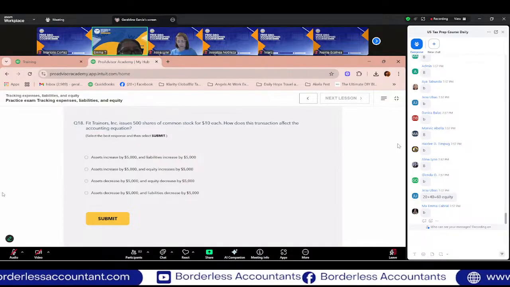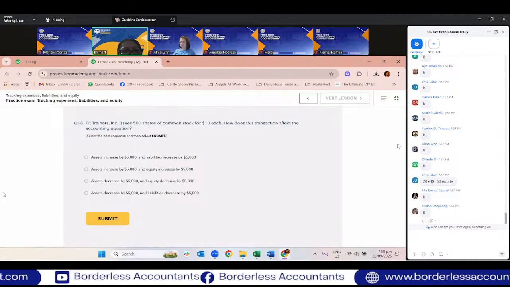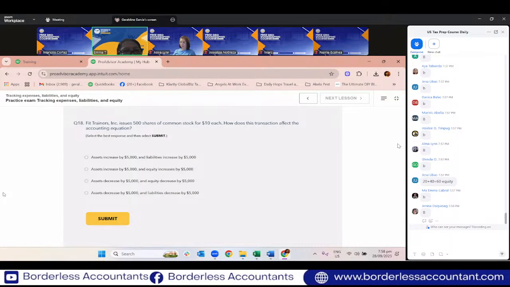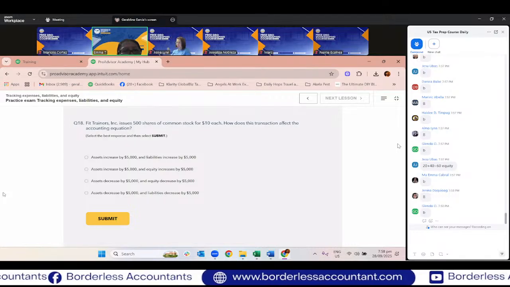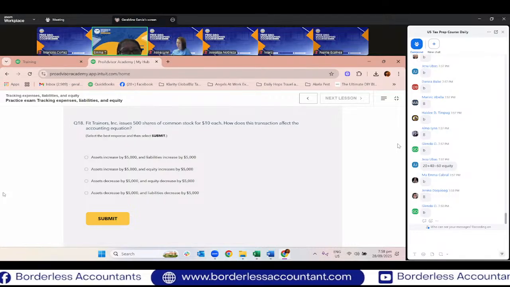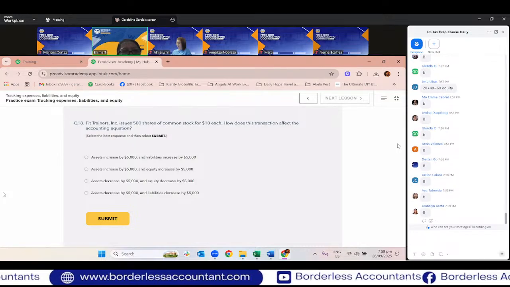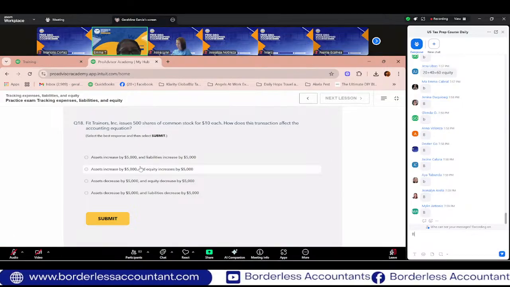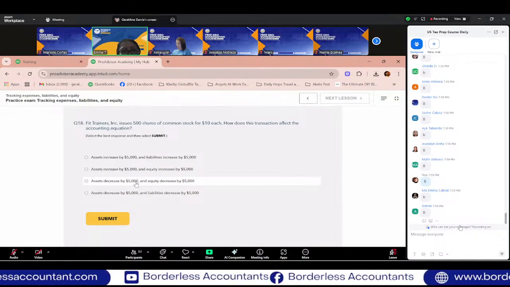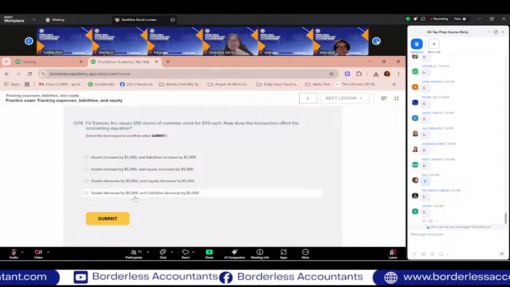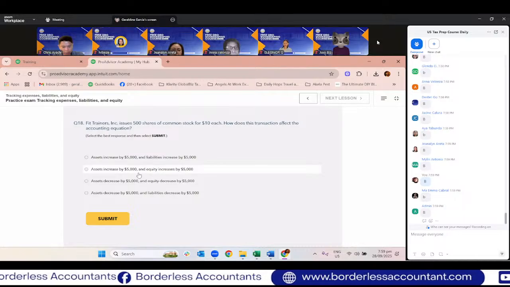Question number 18. Fit Trainers Incorporated issues 500 shares of common stock for $10 each. How does this transaction affect the accounting equation? A, assets increased by $5,000 and liabilities increased by $5,000. B, assets increased by 5,000 and equity increases by 5,000. C, assets decrease by 5,000 and equity decreased by 5,000. D, assets decreased by 5,000 and liabilities decreased by 5,000.